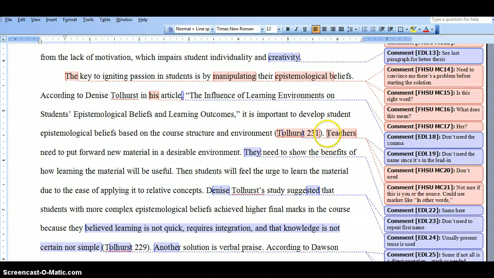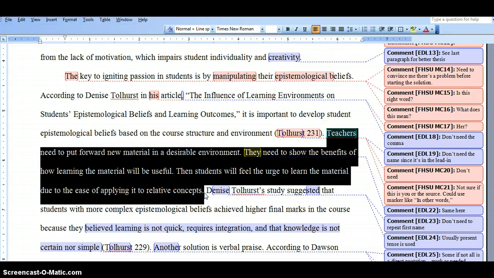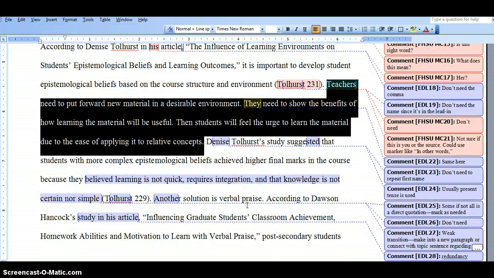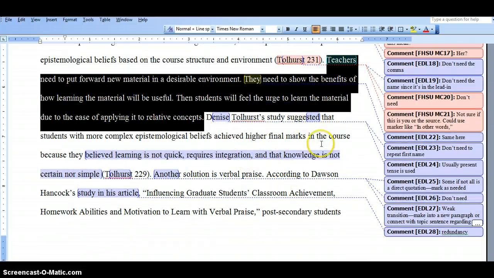Again, in class we talked about this section. I'm not quite sure if that's Tolhurst or the author. Who's saying this? Use a marker like "in other words," which would mean you're explaining it, or a marker like "Tolhurst continues" in these sentences. You always have to make sure the reader knows when you're talking and when your source is. Usually present tense. Some of this is direct quotes. It needs to be marked as such, as I said.